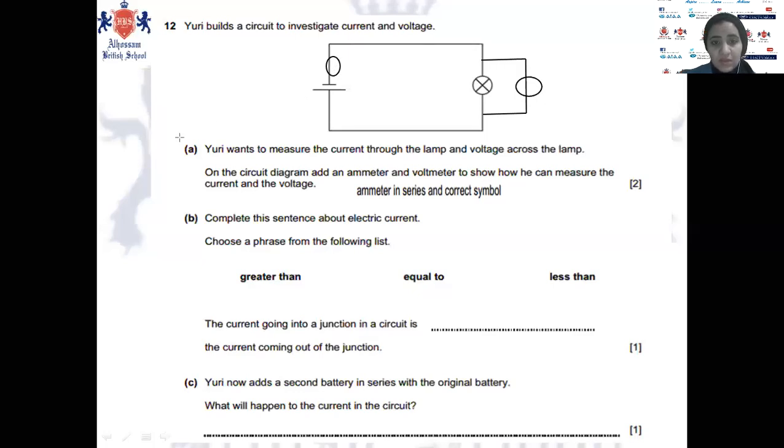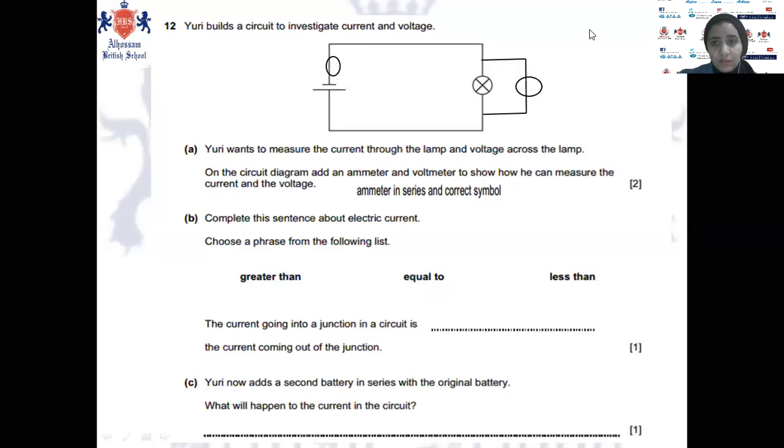Complete this sentence about electric current. The current going into a junction in the circuit is equal to... Excellent. The current going into the junction of the circuit is equal to the current coming out.